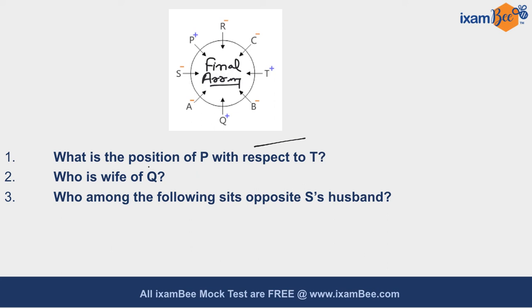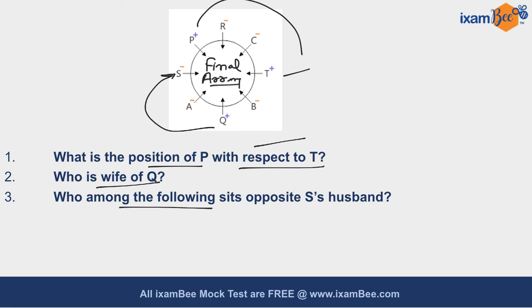What is the position of P with respect to T? Clearly, P is sitting third to the right of T. So the correct answer is third to the right of T. Who is the wife of Q? You know that S is the wife of Q. Who among the following sits opposite to the S's husband? You know that husband of S is Q and R is sitting opposite to Q. So R is the correct answer.